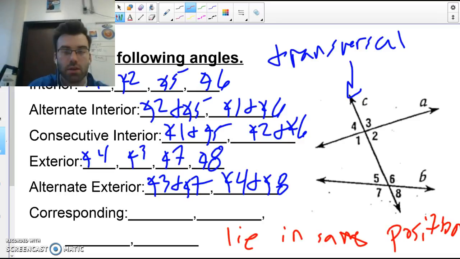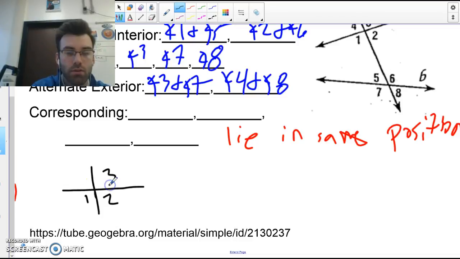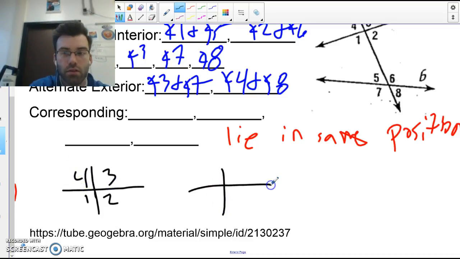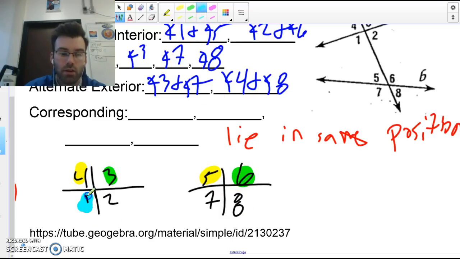So what does that mean? If I have these angles here, 1, 2, 3, 4, and then I have 5, 6, 7, 8, which angles correspond? Which angles lie in the exact same position? Well, angle 4 is in the same position as angle 5. Angle 3 is in the same position as angle 6. Angle 1 to 7 and 2 to 8.